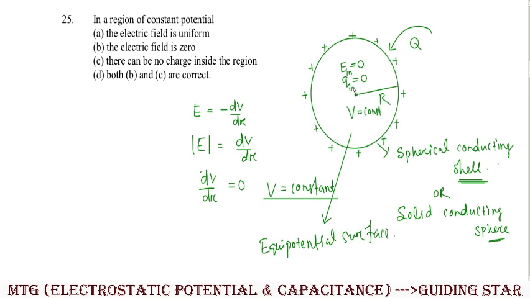मतलब सेंटर पर पोटेंशियल जितना होगा, इस लोकेशन पे पोटेंशियल उतना होगा, यहाँ पे भी पोटेंशियल उतना होगा, हर जगह आपको पोटेंशियल यहाँ पे सेम मिलेगा. So what is it saying? In a region of constant potential, the electric field is uniform. तो इलेक्ट्रिक फील्ड यूनिफॉर्म कैसे होगा?